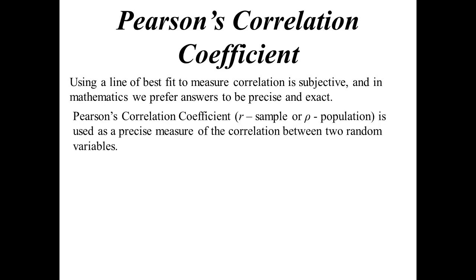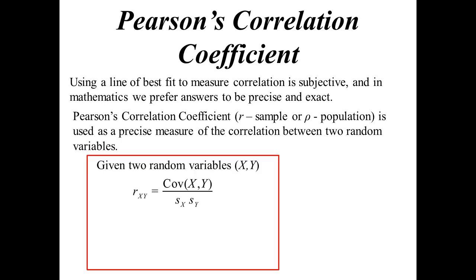So Pearson's correlation coefficient is symbolised R if we're just dealing with a sample of data, or rho, the Greek letter rho, for a population. So we've got every possible piece of data used to get a precise measure of the correlation between two random variables. If we have two random variables, x and y, then the correlation between x and y will be the covariance of x and y over the deviation of x times the deviation of y.